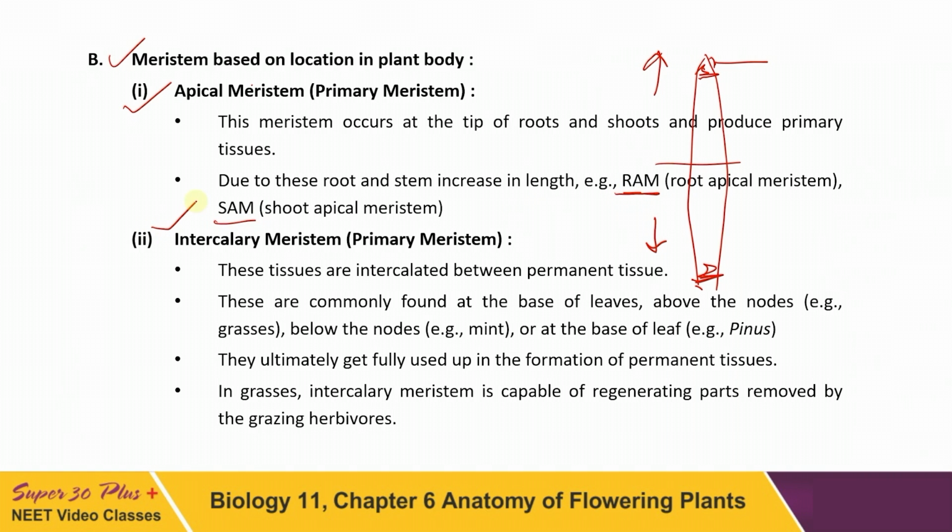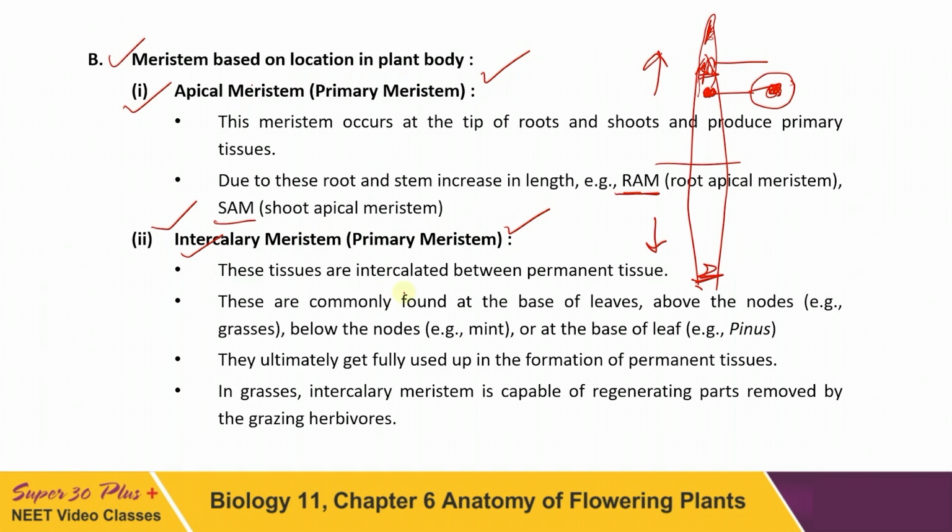Intercalary meristem, what we mean by it: you see this meristem, when it grows and the apical meristem has reached this point, some of the meristematic cells are left behind. These meristematic cells get surrounded from all sides by permanent tissue, and they remain silent for a while. Only at the proper time they will start division. That is known as intercalary meristem. Important question: apical meristem is primary meristem, as well as this is also primary meristem.